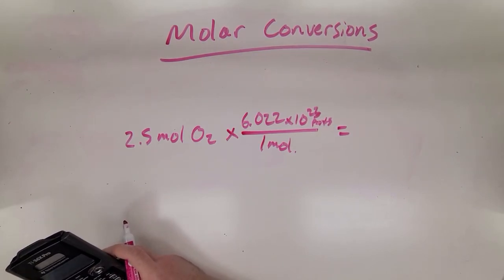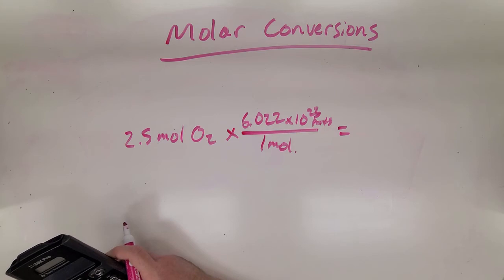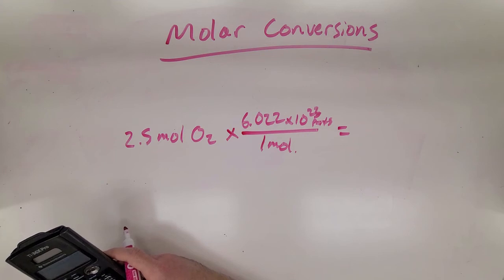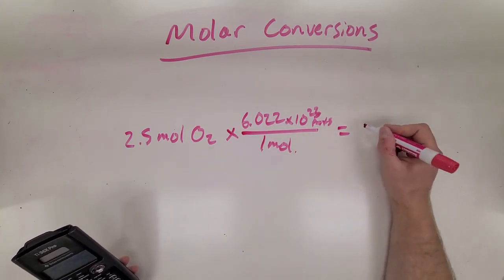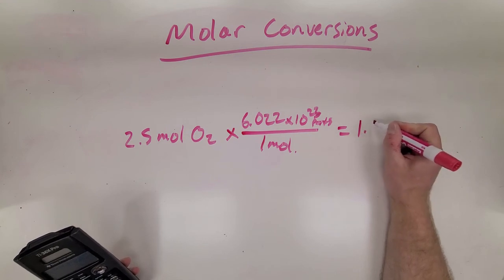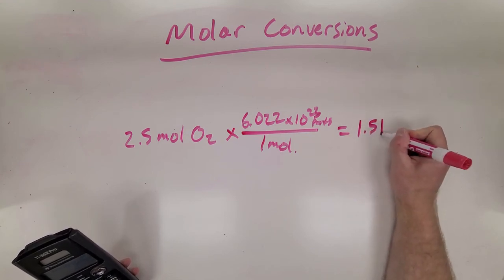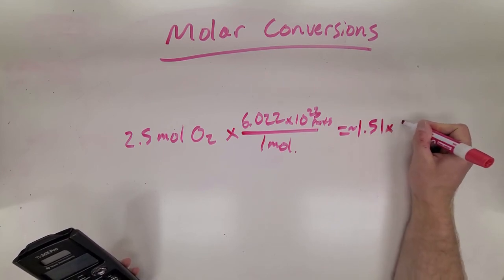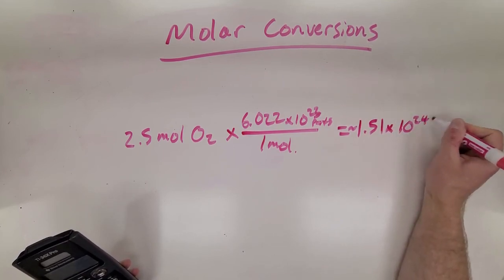6.022 times 10 to the 23rd. Hopefully my calculator's got this. And that seems right to me. That is 1.51 roughly times 10 to the 24th power.